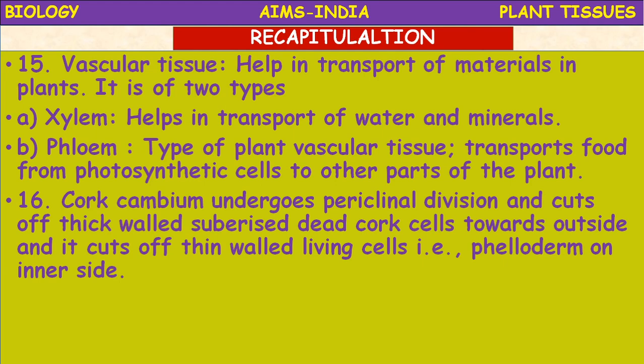Cork cambium undergoes periclinal division and cuts off thick-walled suberized dead cork cells towards the outside, and it cuts off thin-walled living cells, that is phelloderm, on the inner side. Actually this vascular cambium is present between the xylem and phloem. A vascular bundle consists of xylem, phloem and cambium.